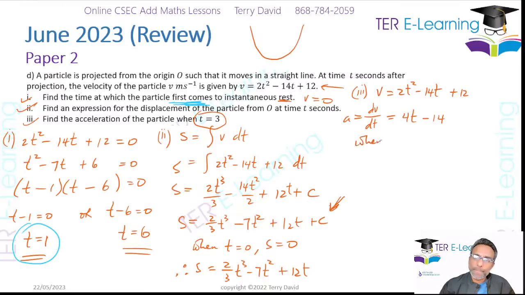So when t is equal to 3, a is equal to, sorry, 4 multiplied by 3 minus 14. Right, 4 3s are 12, 12 minus 14 is minus 2, and this is acceleration, and this is going to be meters per second squared.